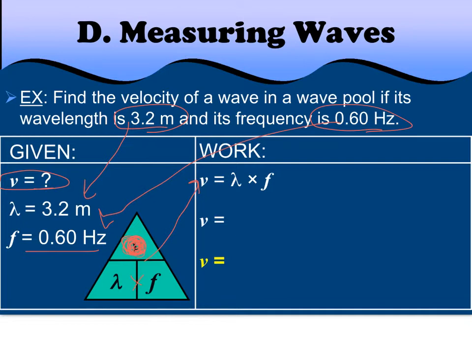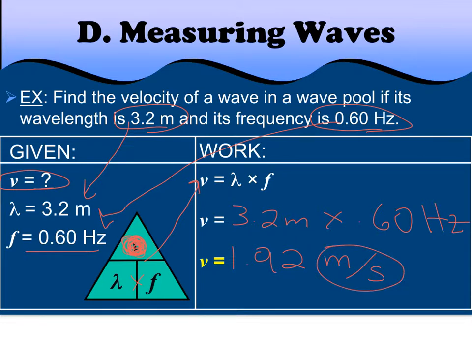And so what do we do then? We take velocity equals wavelength, 3.2 meters. Notice I included the units, times 0.60 hertz. And so the answer is going to be 1.92 meters per second. Note it's the same set of units that we've used before when we find velocity or speed.